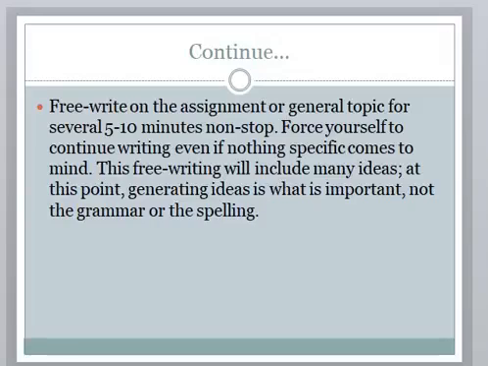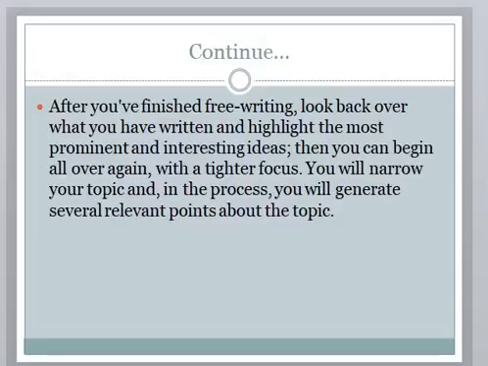At the end, when the time is up, you have to look over what you have written and mark passages that contain ideas or phrases that might be worth elaborating on in a subsequent pre-writing session. After you have finished pre-writing, look back over what you have written and highlight the most prominent and interesting ideas. Then you can begin all over again with a tighter focus. So you will narrow your topic, and in the process you will generate several relevant points about the topic.